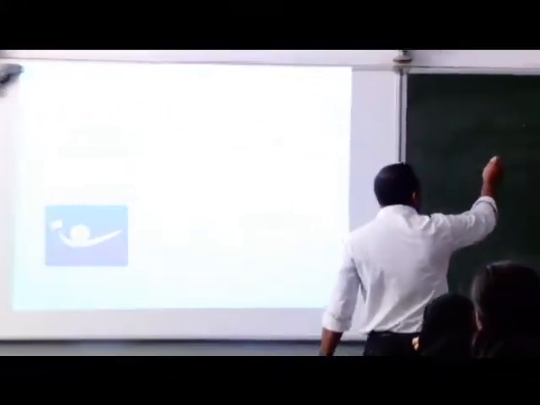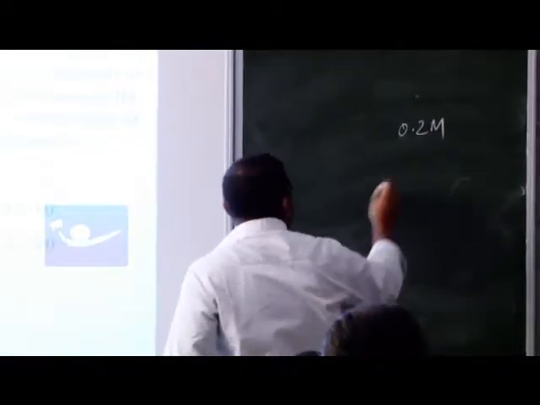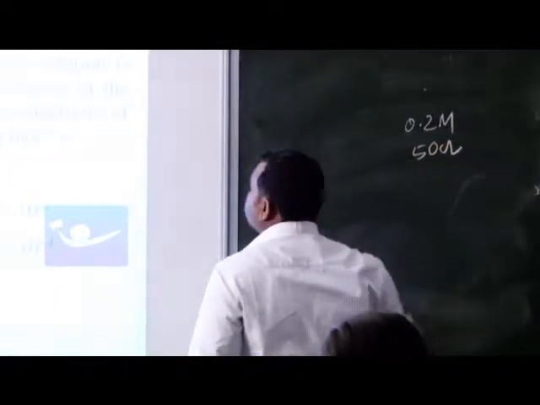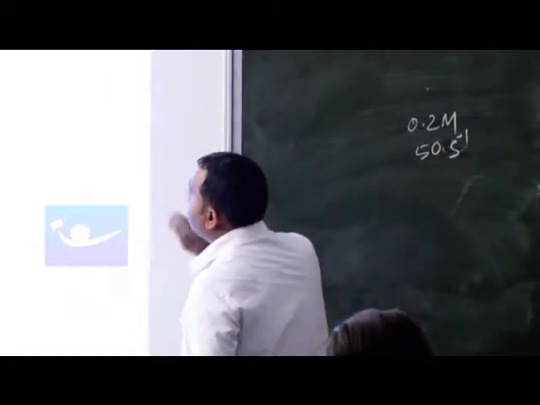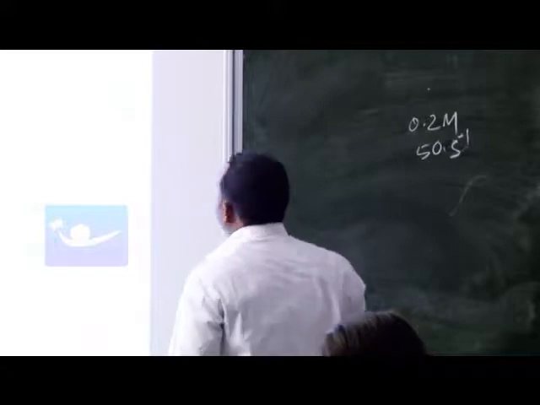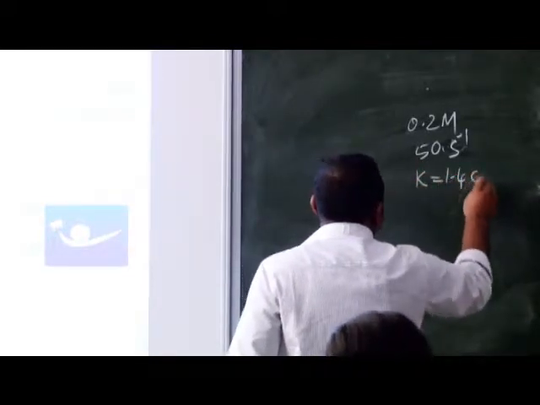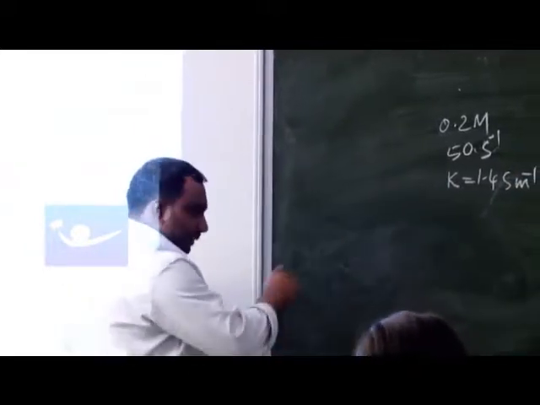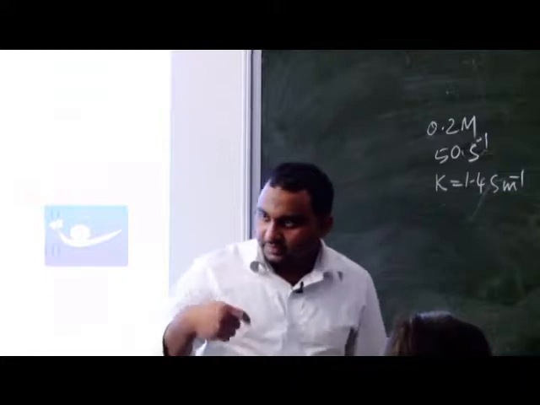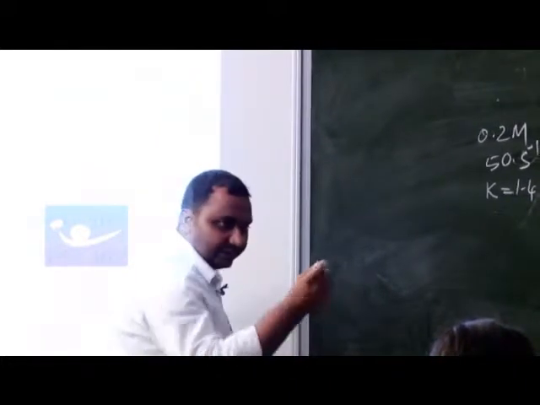The resistance of 0.2 molar solution of an electrolyte is 50 ohm. We can write it as per Siemens. Then the specific conductance of the solution is, kappa is given, it is 1.4 Siemens per meter. Okay, so in a faster way, let me recall what is the conductance, all those things.